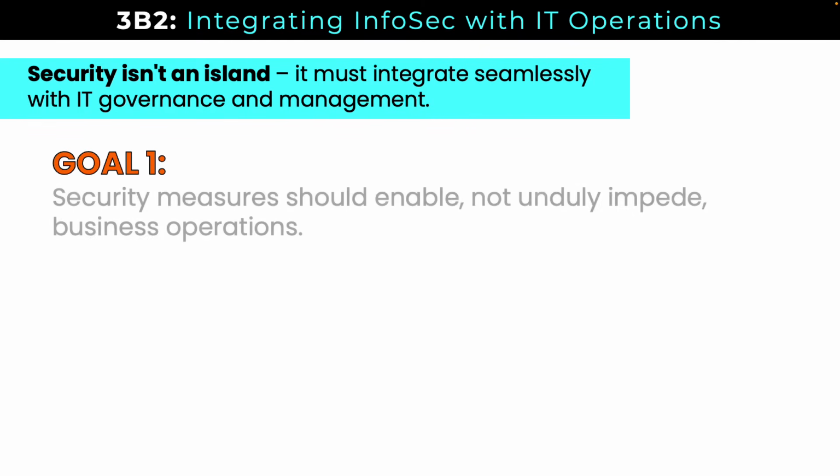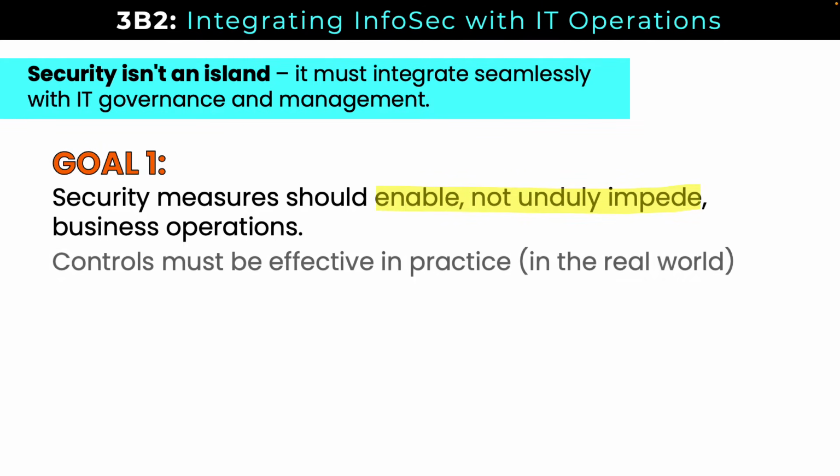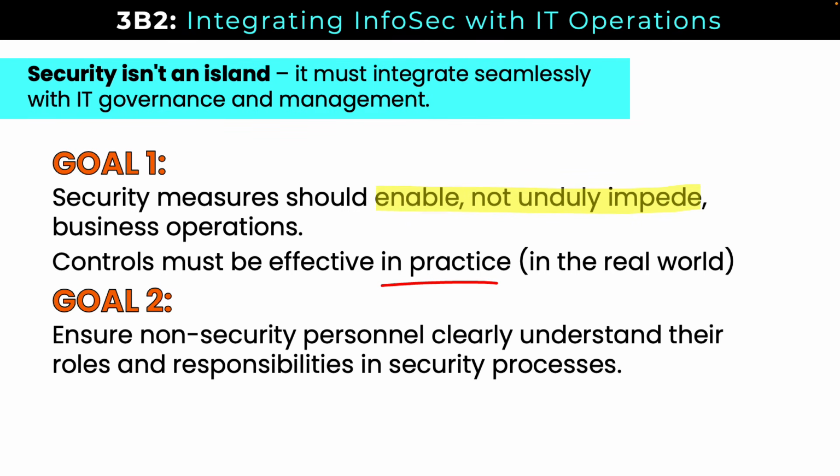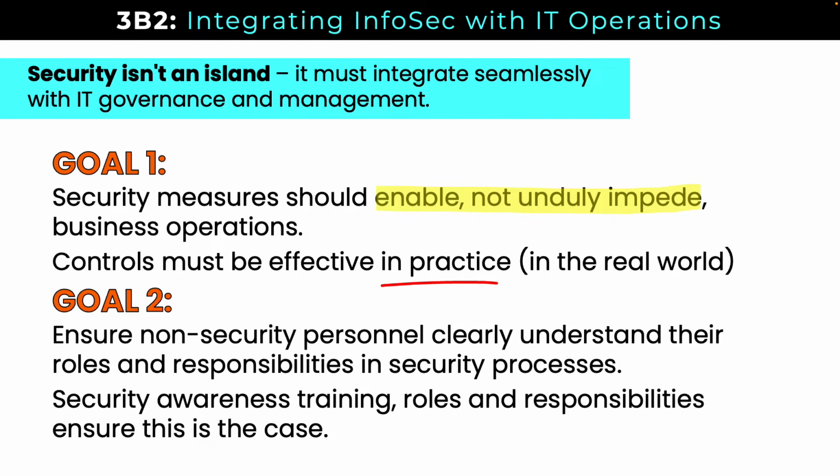So our number one goal, security measures should enable, not unduly impede, business operations. Controls have to be effective in practice in the real world. It's great if something looks effective on paper, but we need to make sure that functionally it's as effective in operation as it is in theory. Goal number 2, ensure non-security personnel clearly understand their roles and responsibilities in security processes. So we do this through things like security awareness training and defining roles and responsibilities, maybe establishing a RACI matrix to ensure this is the case.